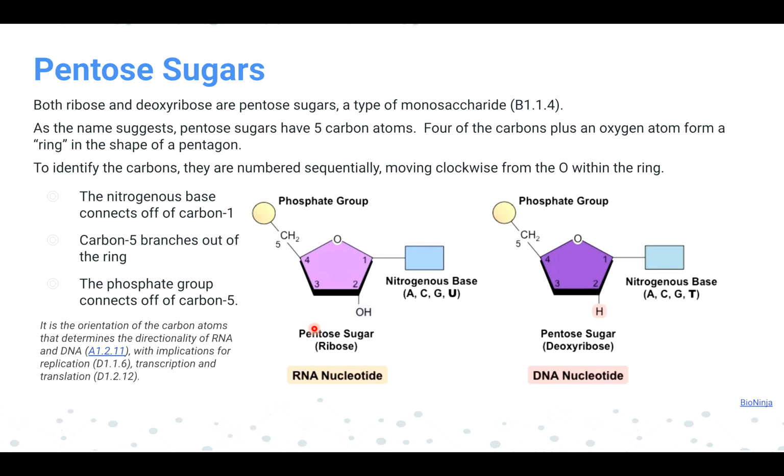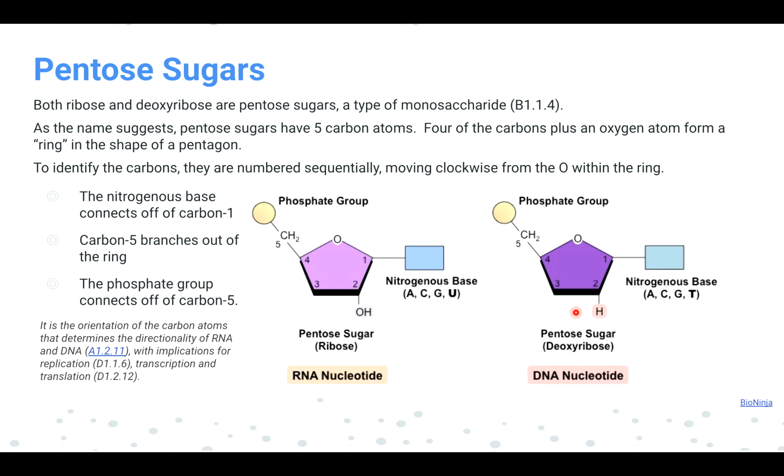Now to identify ribose and deoxyribose, the basic difference is that in the DNA pentose sugar, there is no oxygen on the second carbon, you can see. But in the second carbon of the ribose sugar, there is oxygen, a hydroxyl group, right? The nitrogenous base connects to carbon 1 in both. The second important point is that carbon 5 is branched out of the ring, and the phosphate group connects to carbon 5 in both.